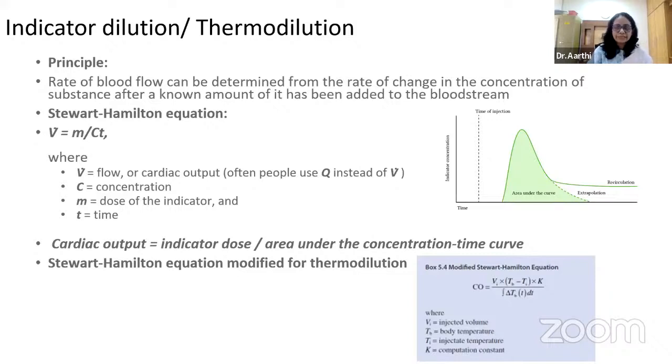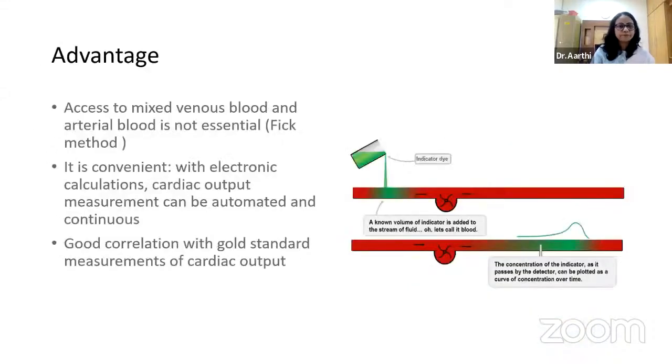So moreover, it's almost a similar formula which is slightly modified in thermodilution management. So when an indicator dye is introduced into the system, a known volume of indicator is added to the bloodstream, and then at the distal end, the concentration of the indicator is plotted against time, and the area under the concentration curve, with the known concentration, one can derive the cardiac output.